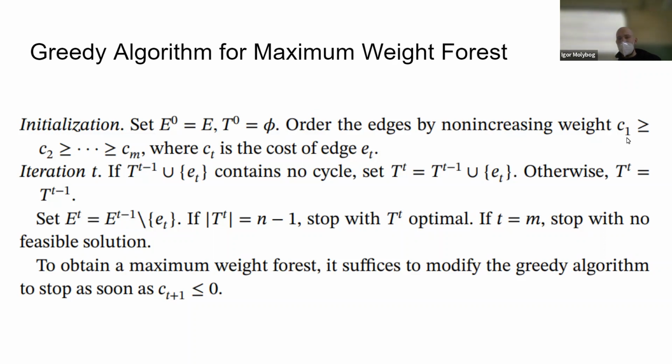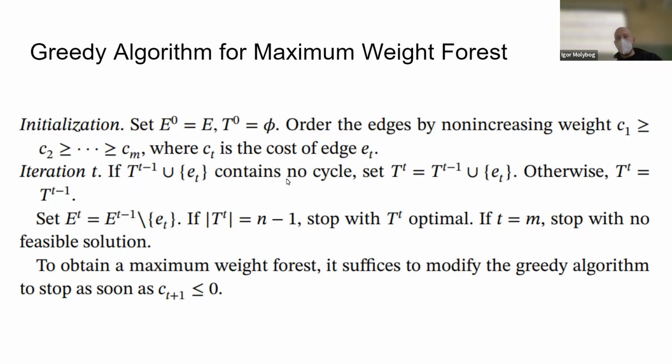So our weights are going to be noted with C from C1 to CM. On an iteration T, we are going to be adding an edge that has the largest weight so far, such that we're going to be checking if the resulting set of edges forms a cycle or not.